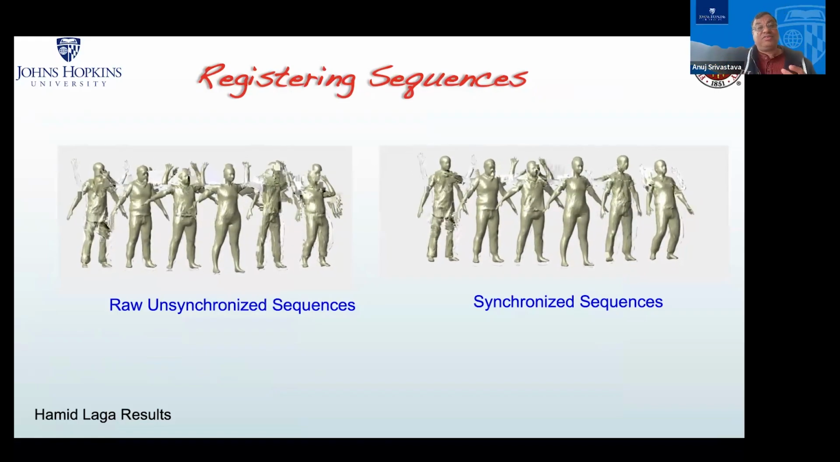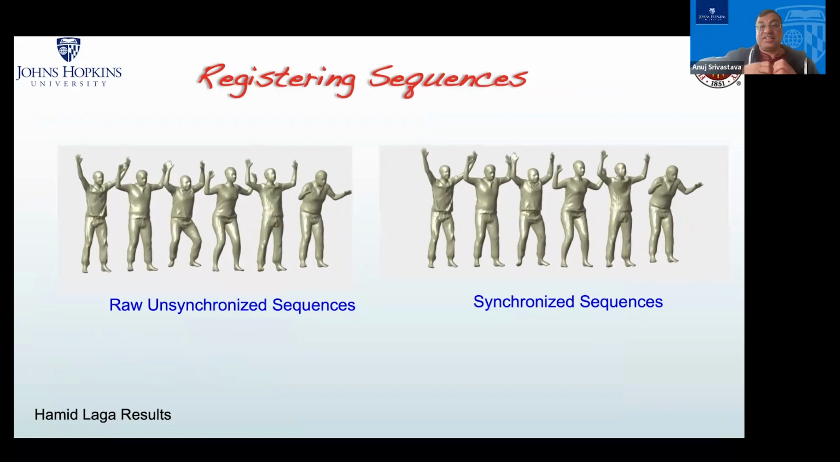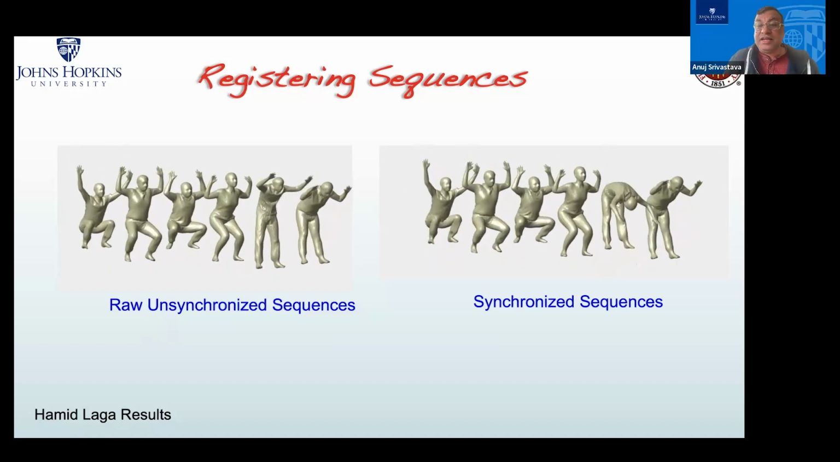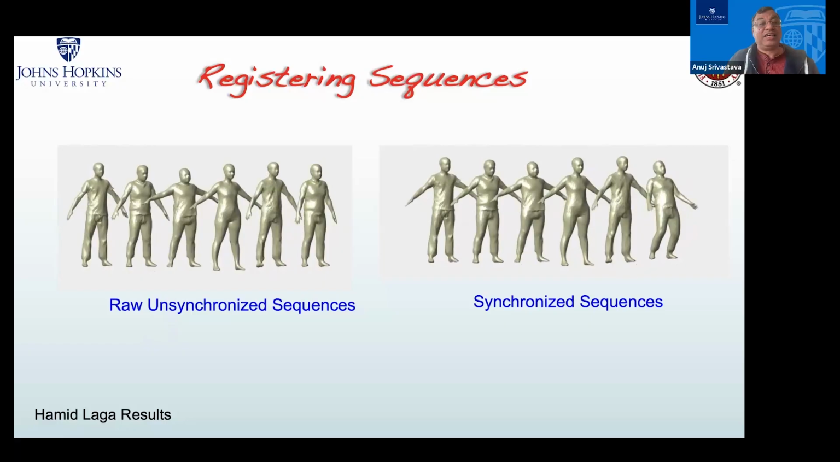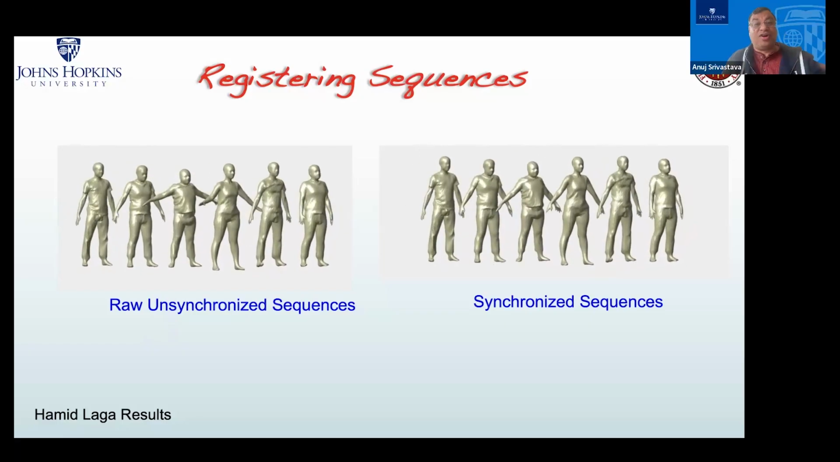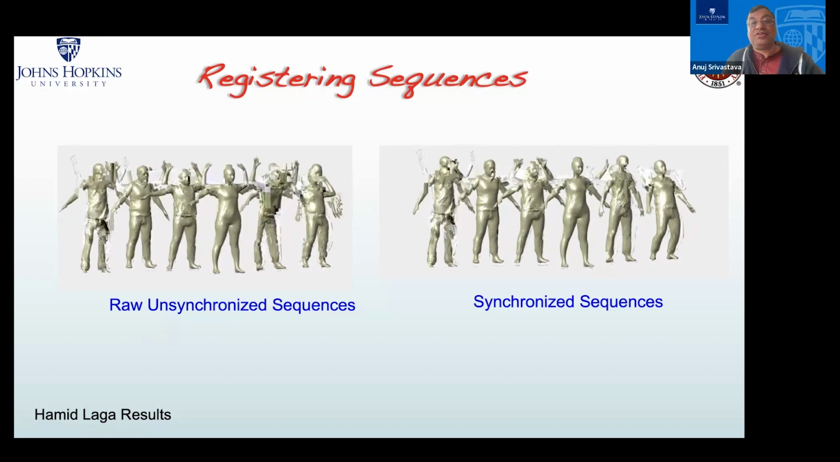So we have these so-called 4D sequences, 3D plus time, but for individuals. And we have to synchronize them before we start averaging across sequences. Go ahead, Noah.